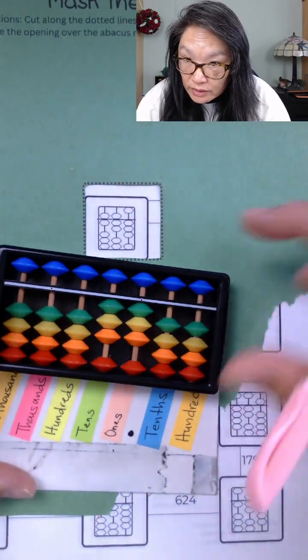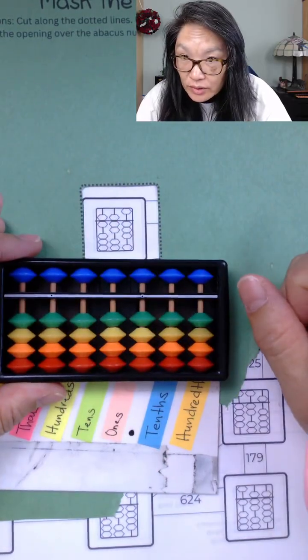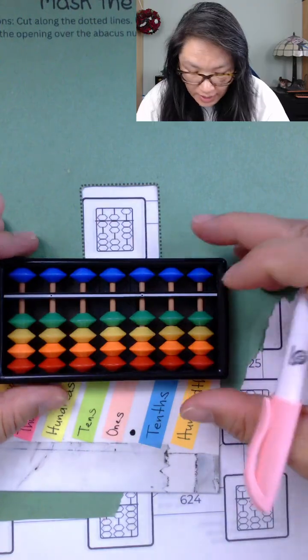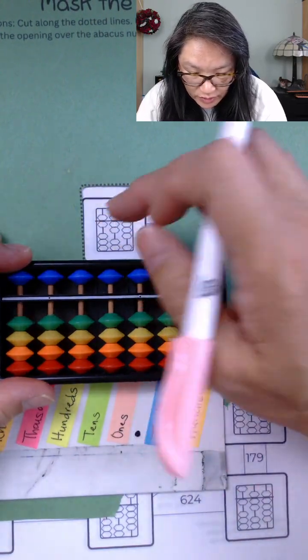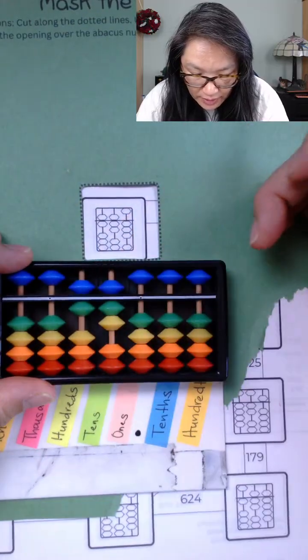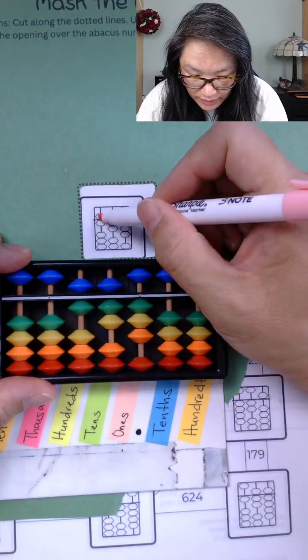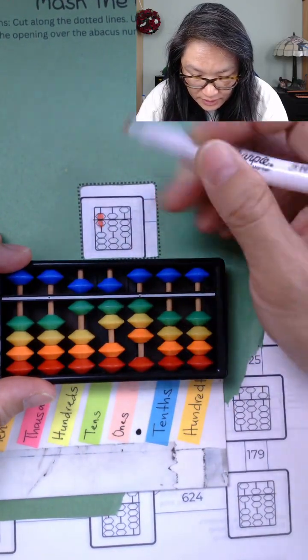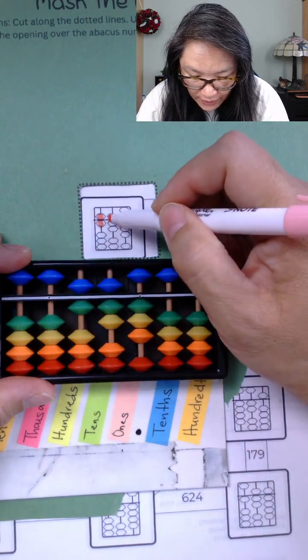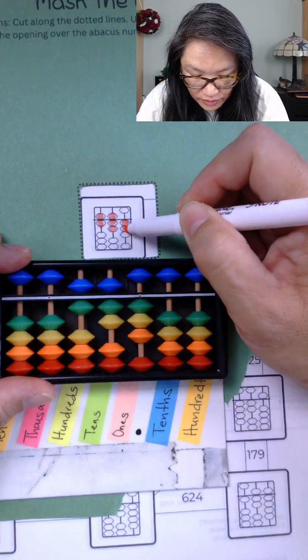Well, what are we doing? We're reading the abacus first, so we understand how to read the abacus, then we're going into how to add and subtract. But the first thing to do is also understand how to read. So I have hundreds, I have my tens, and then I have my ones. So I'm going to color it in. I have 5, 6, 7, 1, 2, 3.